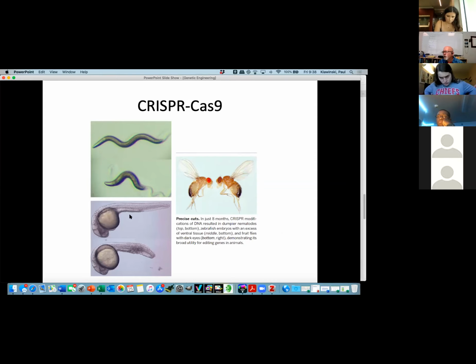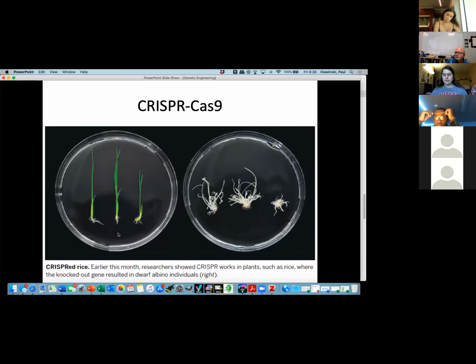And then I think this other one here is a zebrafish that has been modified using CRISPR-Cas9. And so this is rice being grown here on culture in a petri dish. And you can see that they converted normal rice into albino dwarf rice, once again, just by altering the genes in rice due to CRISPR. And so it's a powerful tool because you can basically take any gene from anything and put it anywhere in the genome of an organism.